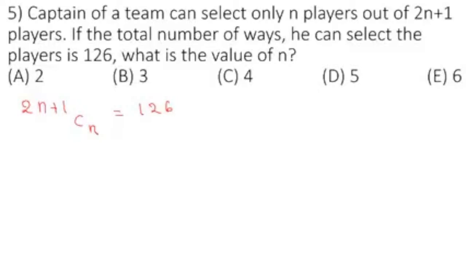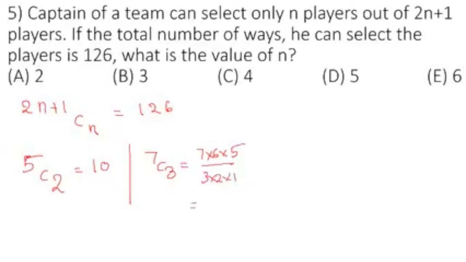So 2n plus 1 C n is equal to 126. The problem is asking for the value of n. So I'll try the value n is 2. Then 2n plus 1 is 5, so 5C2 is how much? 10 is the value. Similarly, if I take n value 3, 2 into 3 plus 1 is 7, so 7C3. 7C3 means 7 into 6 into 5 by 3 into 2 into 1, which will be 35.